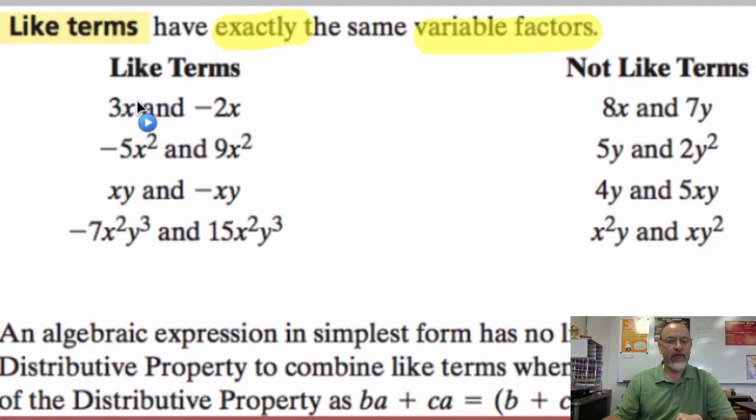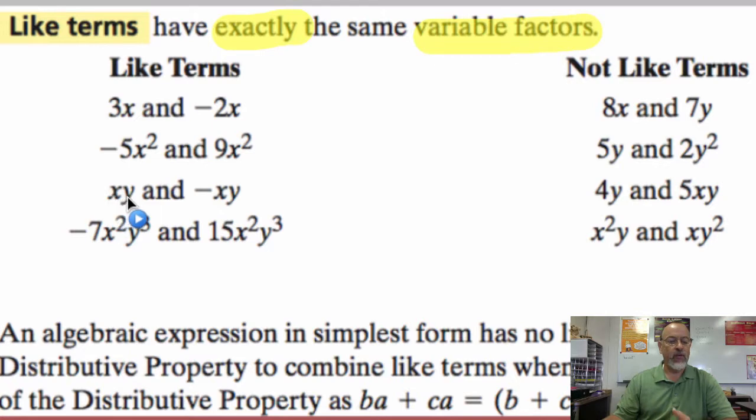So if we look at the variable here, we have a variable x with an exponent of 1. And it's important to notice, even though it's not written there, it has an exponent of 1. And this term also has a variable factor of x with an exponent of 1. So these would be like terms. The variable factors are exactly the same. If we look at this second example, this is an x squared. So for them to be like, this would also have to be an x squared, which it is.